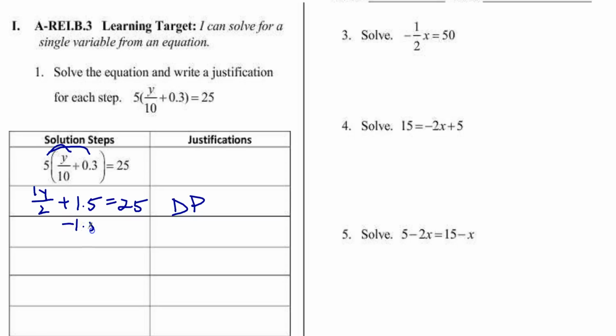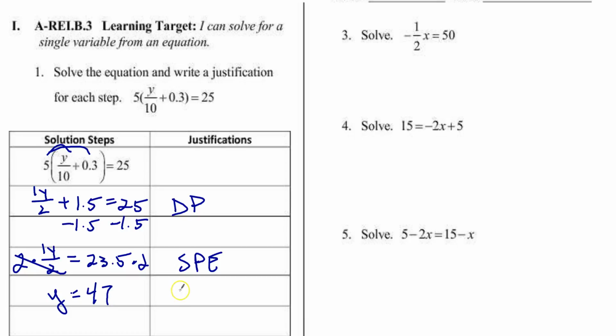Next, we're going to subtract the 1.5 from both sides, and that leaves us with 1y over 2 is equal to 23.5. That was the subtraction property of equality. And then finally, we're going to multiply both sides by 2, and we're left with y equals 47, and that is the multiplication property of equality.